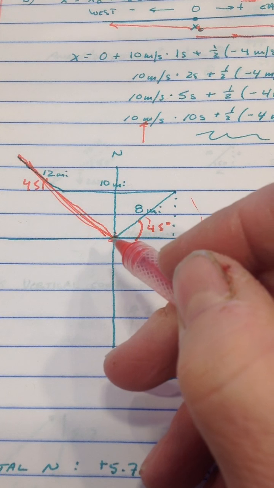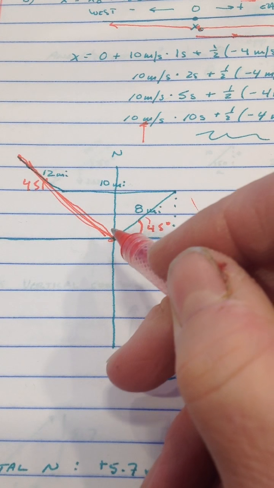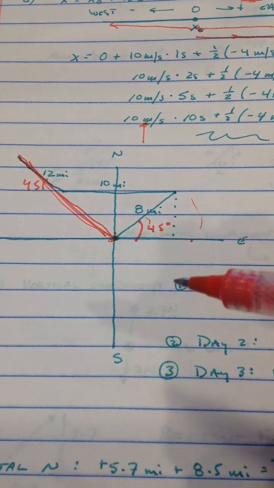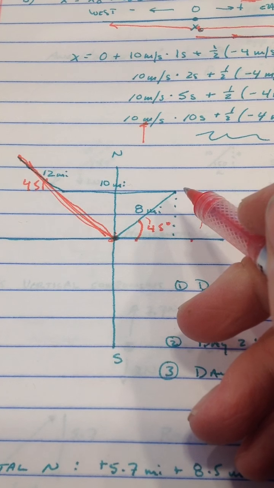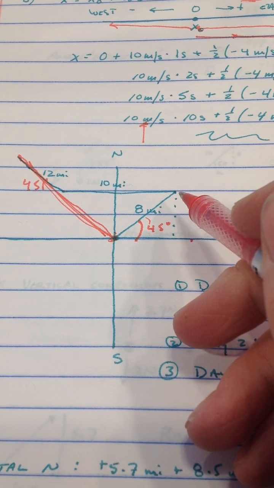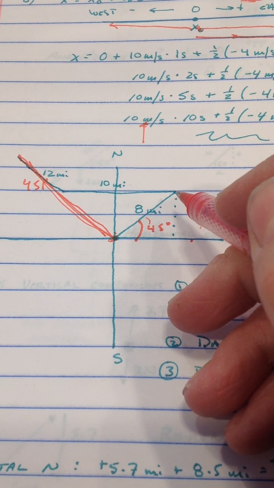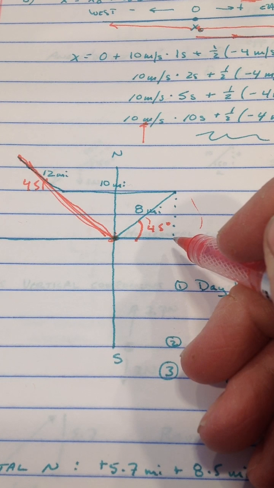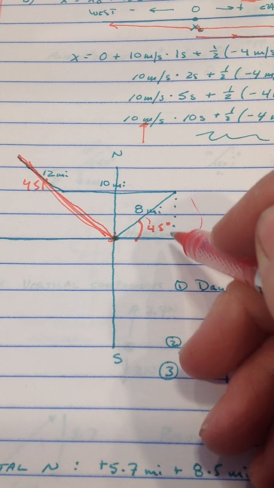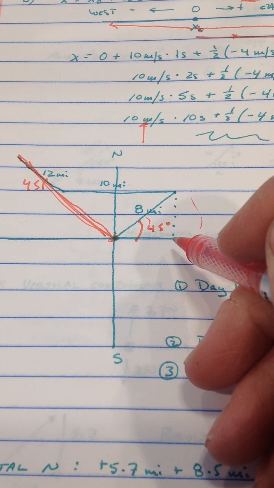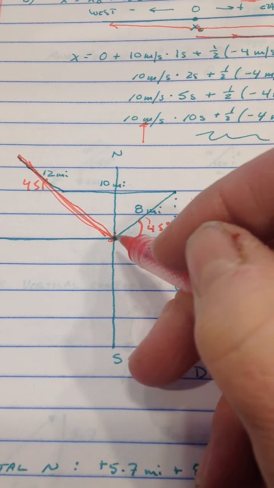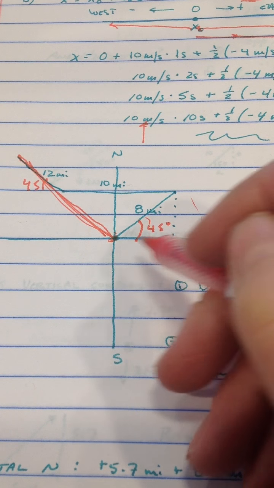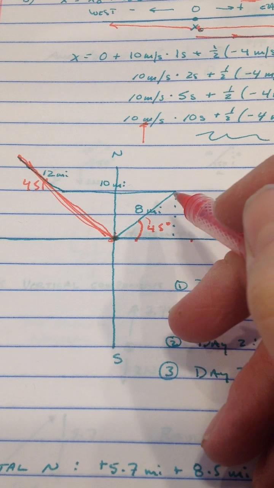This is the approach that I would like to make sure you train yourselves to do whenever you see a vector going off at an angle. Whenever you have a vector going off at an angle, break it into its component vectors, one which is parallel to some convenient axis of your coordinate system, here parallel to the north, and one which is parallel to the other convenient axis of your coordinate system, here parallel to the east.